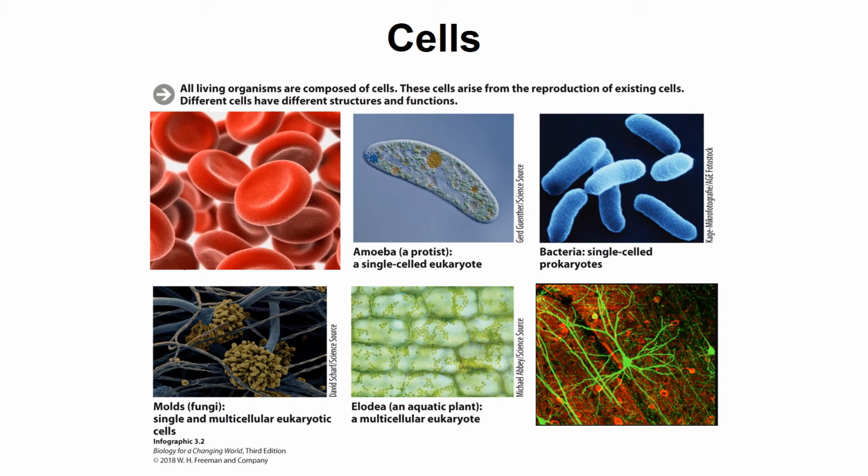And then we have molds or fungi, which can be single cell or multicellular. And next to the mold, we have a plant cell. So plant cells are multicellular eukaryotic organisms. I don't know if you guys noticed a bunch of little green circles. Basically, that's chloroplast that the plant uses in order to do photosynthesis. And we'll talk about photosynthesis later in the semester.